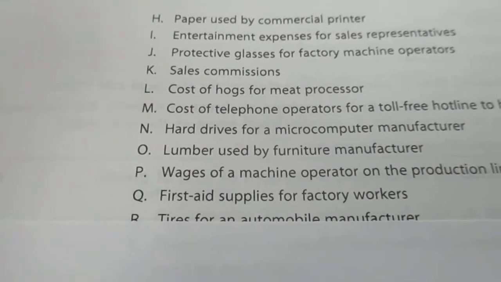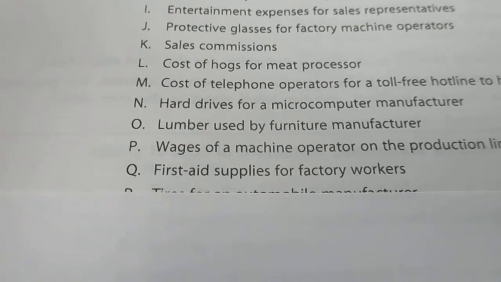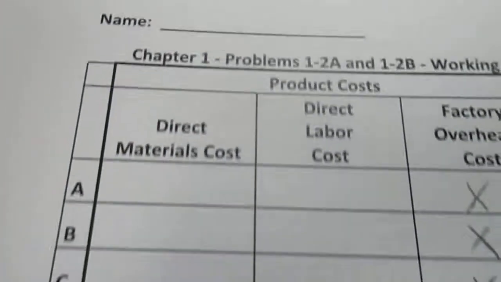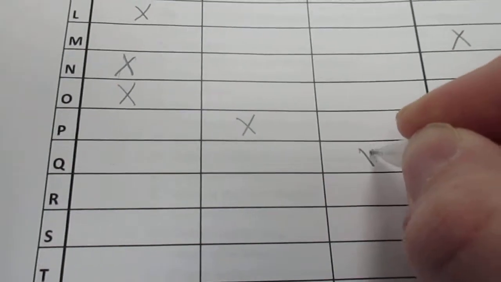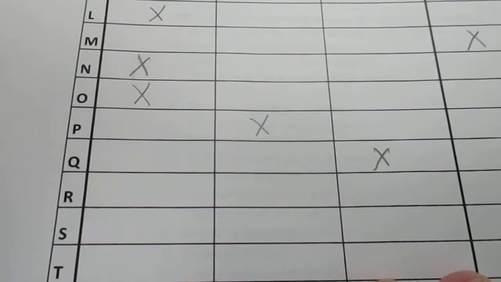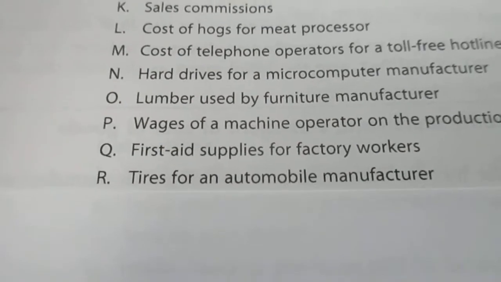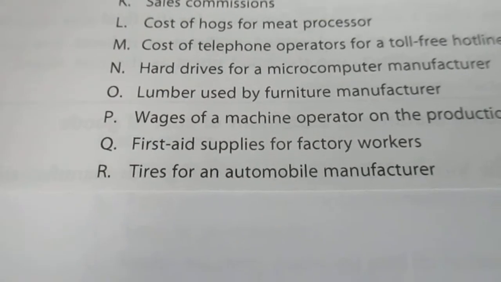Q, first aid supplies for factory workers. There's that factory word, so we know it's one of the first three. It is not assigned to any specific product, so it's going to be overhead. Letter R, tires for an automobile manufacturer. It's going to be one of your direct materials.